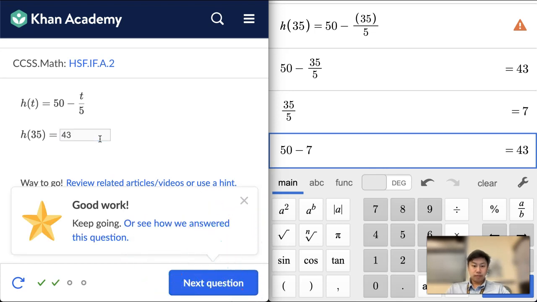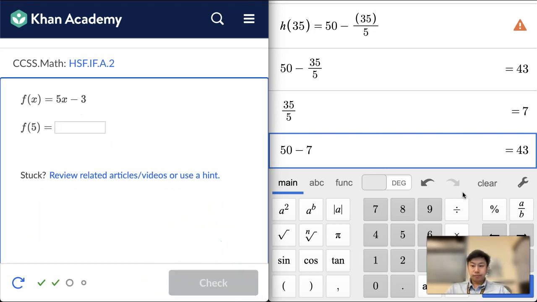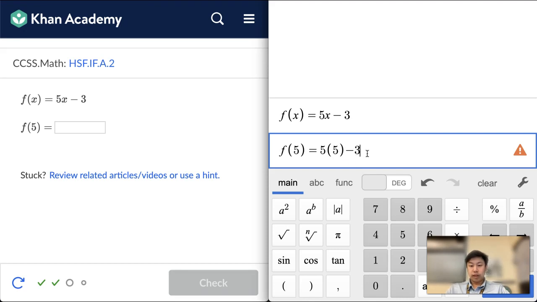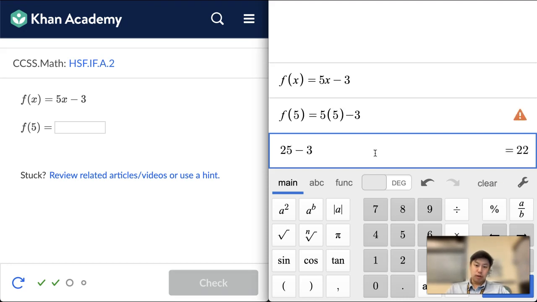Okay, do a couple more here. So this one I have f of x equals 5x minus 3. I want to figure out f of 5. So it's going to be 5 times 5 minus 3. All I did was replace the input x with 5. So then it's 25 minus 3. This one I'll break down, right? 5 times 5 is 25. 25 minus 3 gives you 22.